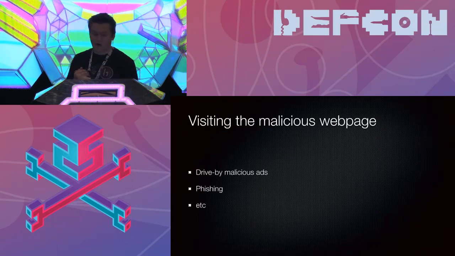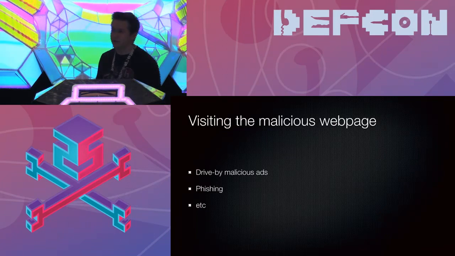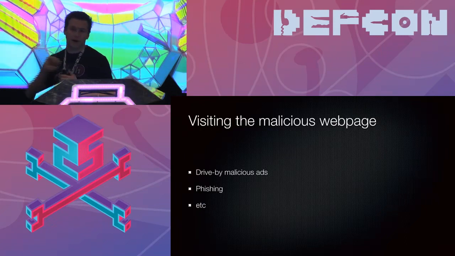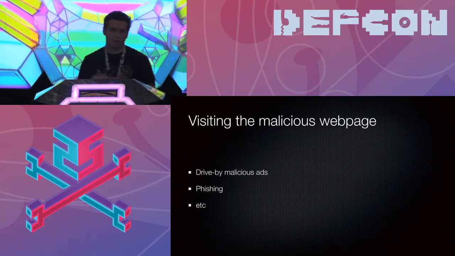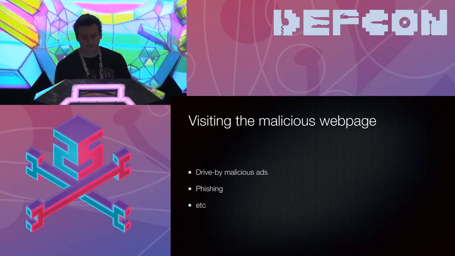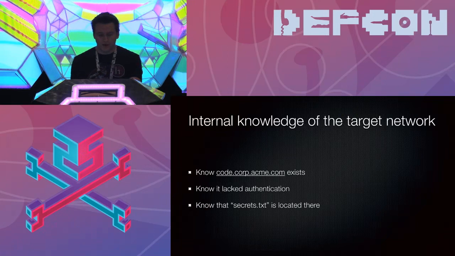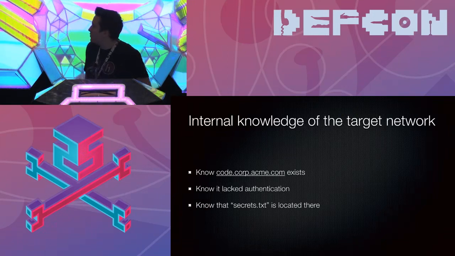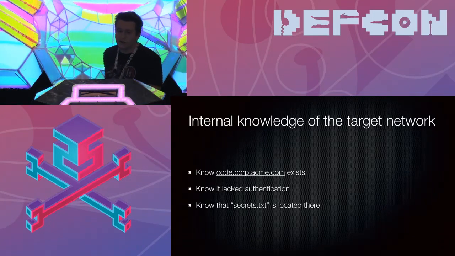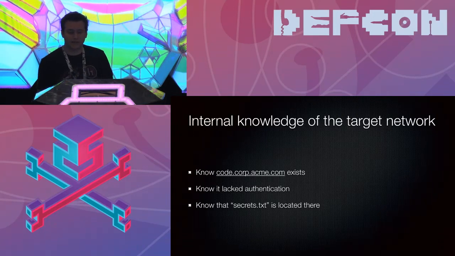Of course, there are other delivery mechanisms for something like this too. You could serve this in a drive-by malware or a drive-by malicious ad. You could, of course, send phishing emails, all of the traditional ways to get someone to click a single link. All right, the next thing we needed to do was we needed internal knowledge of the target network. We had to know that code.corp.acme.com existed.